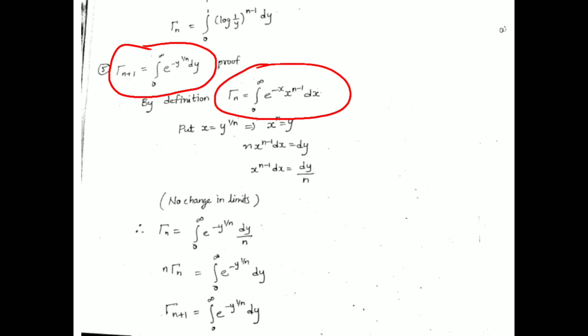So next, now coming to the final property, another property. We need to prove this: gamma of n plus 1 is equal to integration of 0 to infinity e power minus y power 1 by n dy. We know from the definition of gamma n, integration of 0 to infinity e power minus x, x power n minus 1 dx.